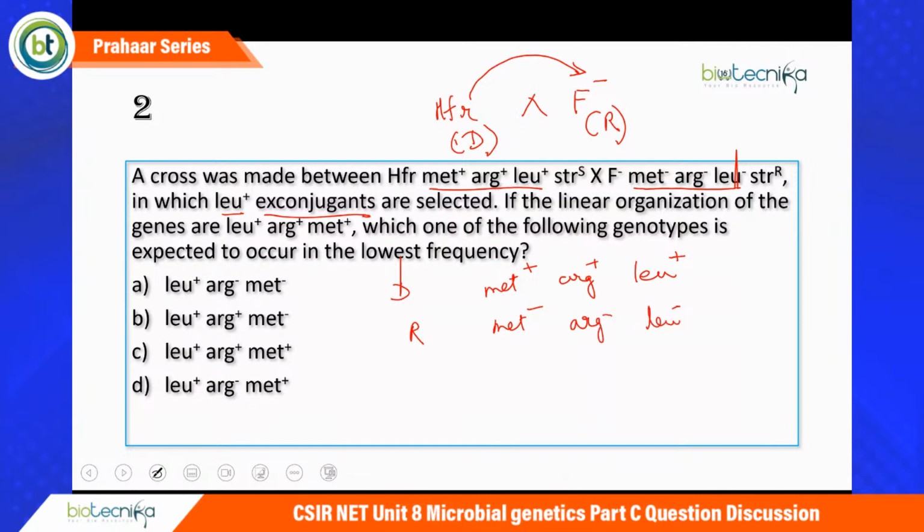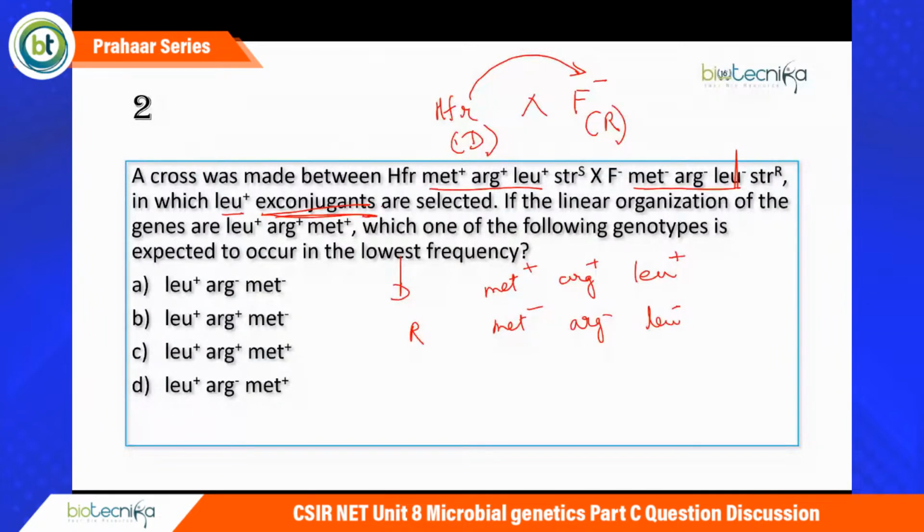Now, exconjugants are selected. Exconjugants means the cells which are separated after conjugation. Now, what is the scenario with the HFR cells? The HFR cells will transfer the genetic material from donor to recipient as long as physical contact is maintained, because conjugation is a direct transfer. It requires physical contact. So if the physical contact breaks somehow, then the transfer will immediately stop.